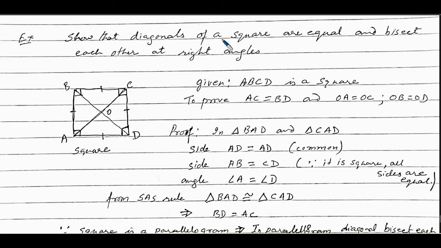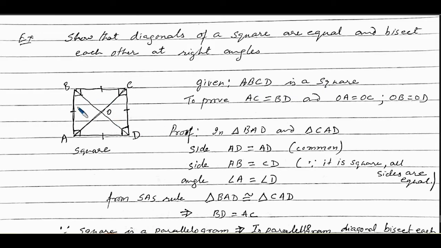Show that diagonals of a square are equal and bisect each other at right angles. These are the diagonals, they are equal and they bisect each other, and at the same time they are at right angles. So we can show this also. Say given ABCD is a square.